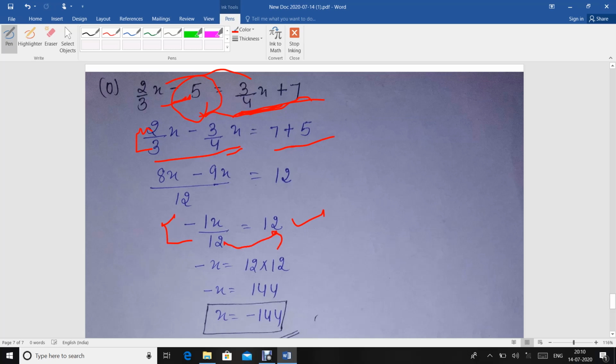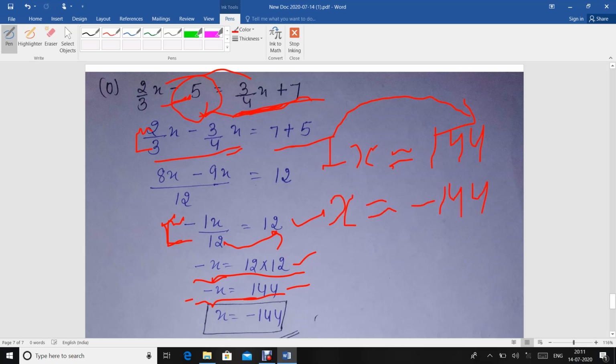While going on the right hand side, 12 will become the multiple of 12, because on the left hand side it is in division form. So you are left with minus x is equal to 12 multiplied by 12, which is equal to 144. If you have minus x is equal to 144, then this negative sign will be transferred on the right hand side and it will become x is equal to minus 144. So this will be the solution for this equation.